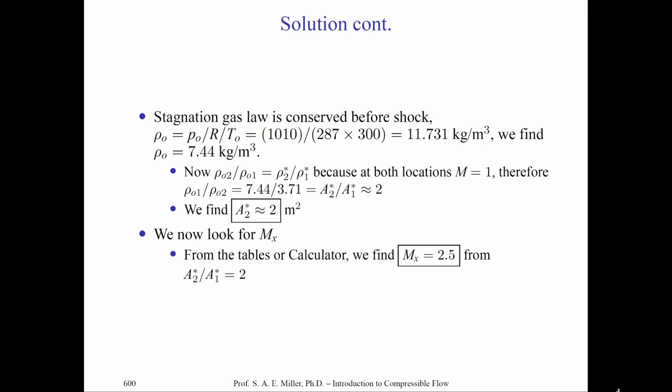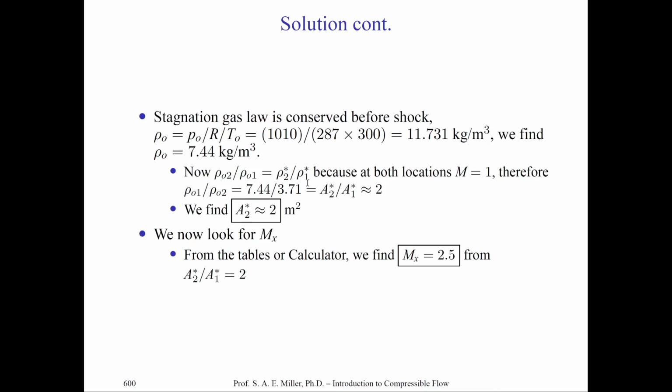And remember, at both critical conditions, M equals 1. And therefore, we can write rho 01 divided by rho 02 equals 7.44 divided by 3.71, which we just found for rho 01, which will be A2 star over A1 star, which will be approximately 2. We can then find A2 star, which will be, of course, the area of the second throat, because we know A1 star, which is given in our problem.